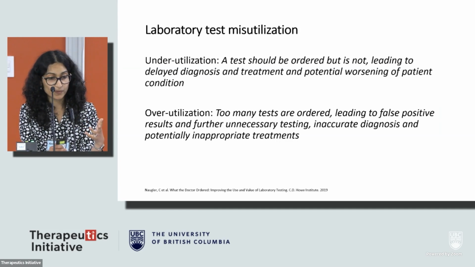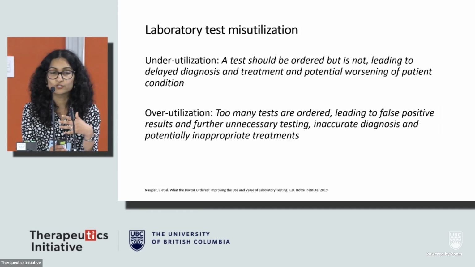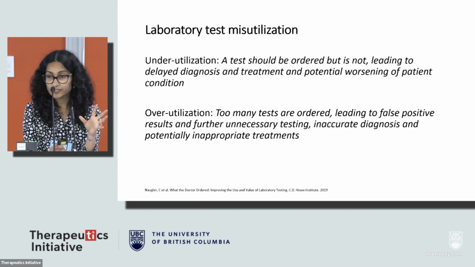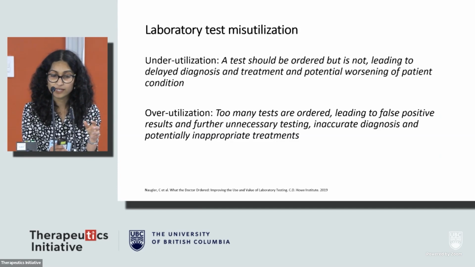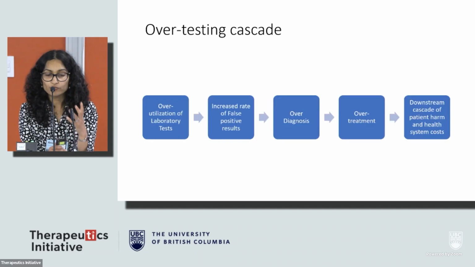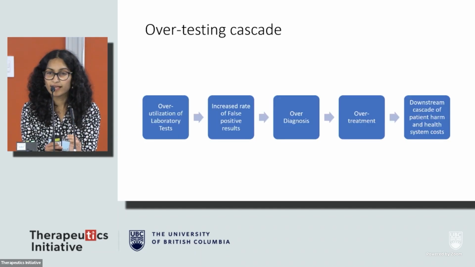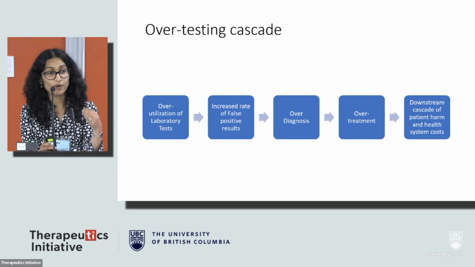And that is a problem as well. Overutilization is when there are too many tests being applied indiscriminately to patients who don't need it, and then you end up dealing with a lot of results and not knowing what to do about it. So the overtesting cascade is when healthy patients are administered diagnostic tests indiscriminately without considering what your pre-test probability for disease is in that patient.